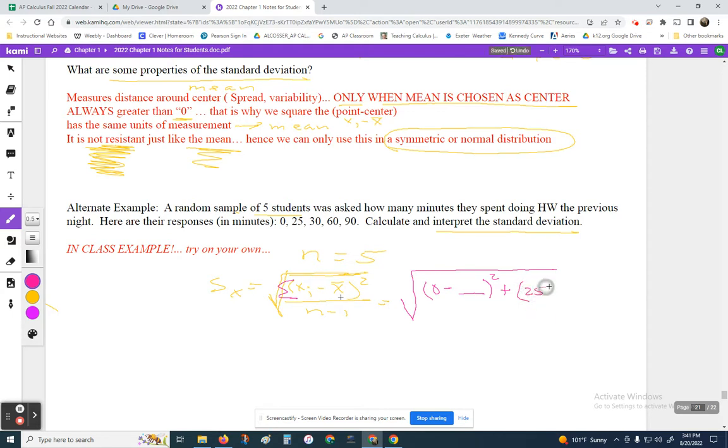25 minus x bar again squared. Here it comes, guys. Biggest deal in the world. Best time saver ever. Dot, dot, dot. All over 5 minus 1 equals whatever your calculator spits out.